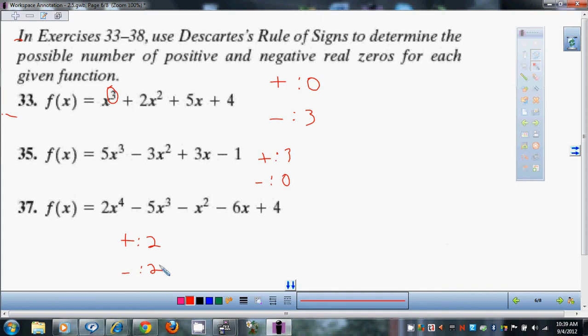So there were 3 sign changes. There are only 3 total, so there couldn't have been any negatives. There were no sign changes. There were 3 total, so there had to be 3 negatives.